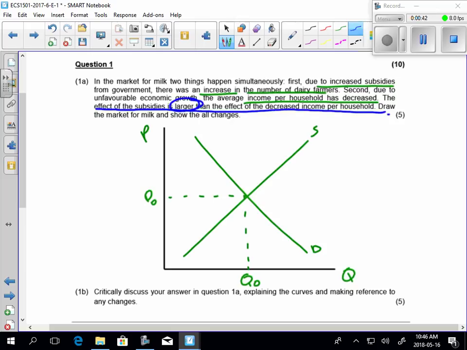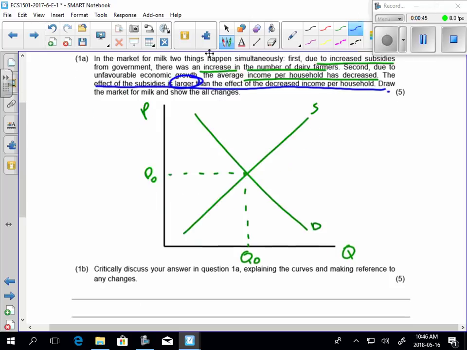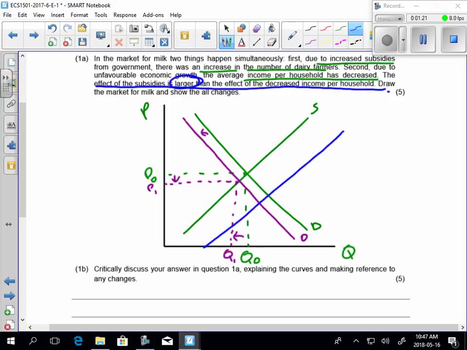All right, so read the question carefully. Okay, so if you are dealing with an effect of subsidies being larger than the effect of the lack of income, start with an income change rather. So start with your decrease in demand. Obviously, decrease in demand, we shift the demand curve to the left. P1 is lower than P0, Q1 lower than Q0. Then for your increase in subsidies, because I've told you it's larger, make the movement much greater.